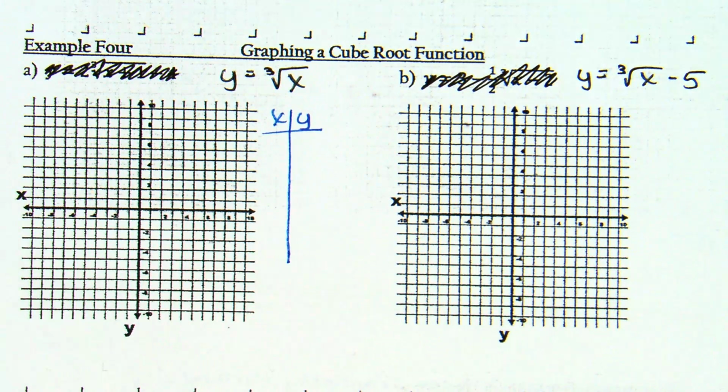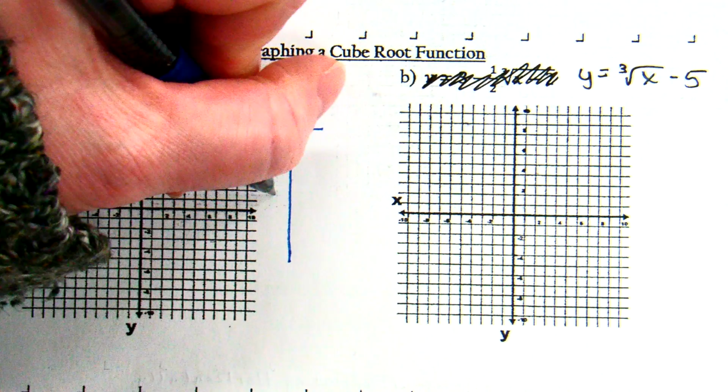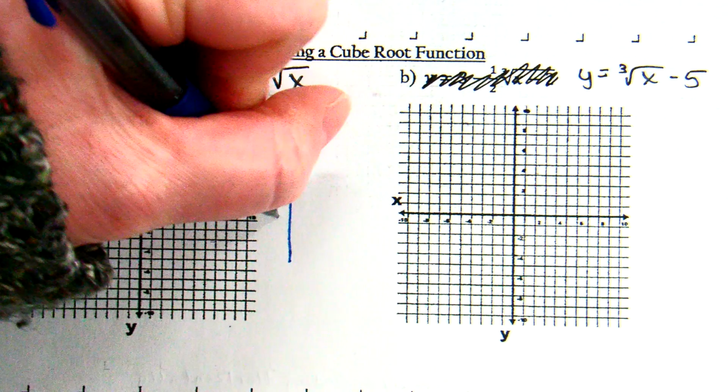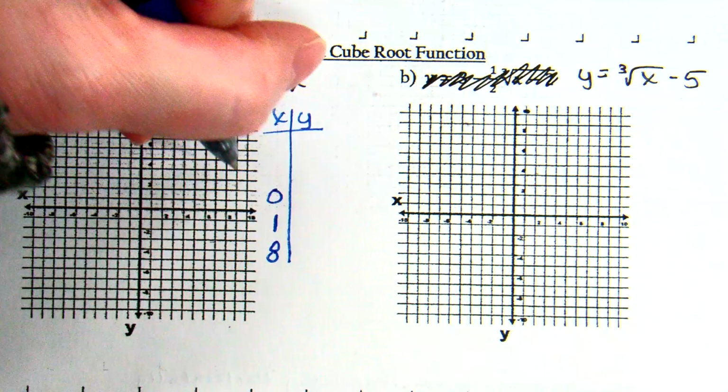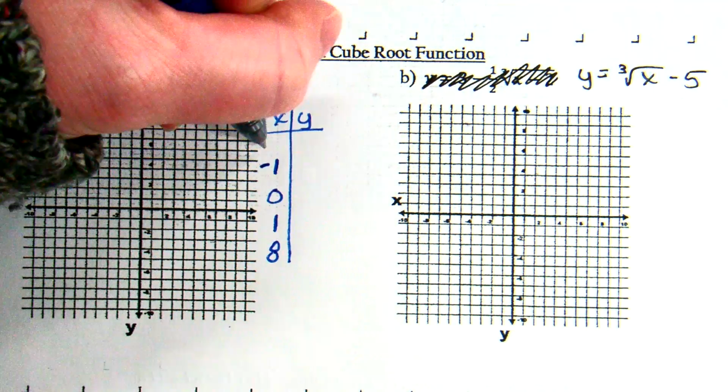What else do I need to include, though? Negatives. Can we do the cube root of negatives? Yes. Can we do the square root of negatives? No. Can we do the cube root of negatives? Yes. So I love the 0, the 1, and the 8. What are a couple of good negatives to use? Negative 1 and negative 8.